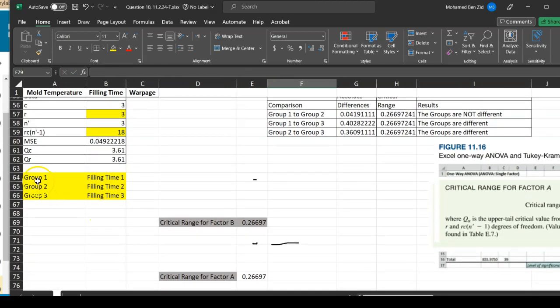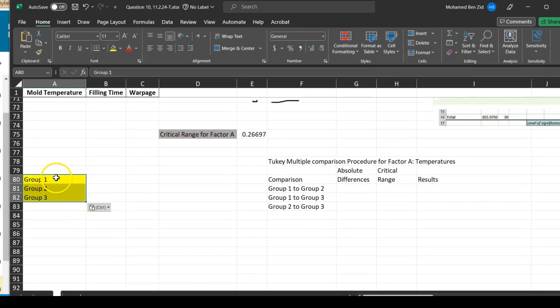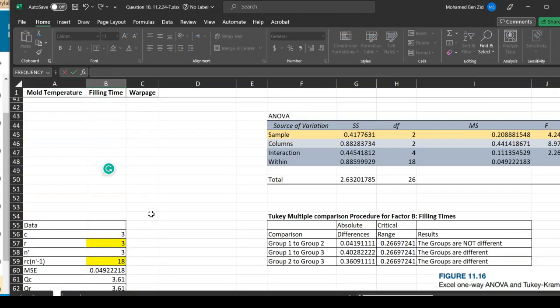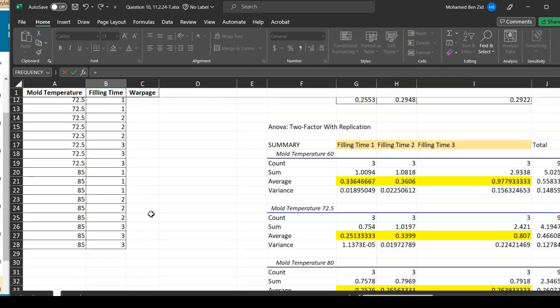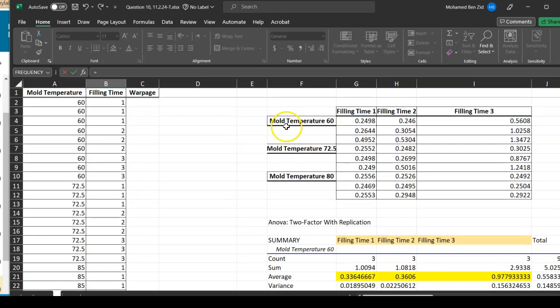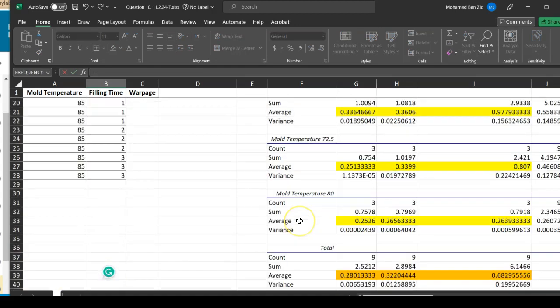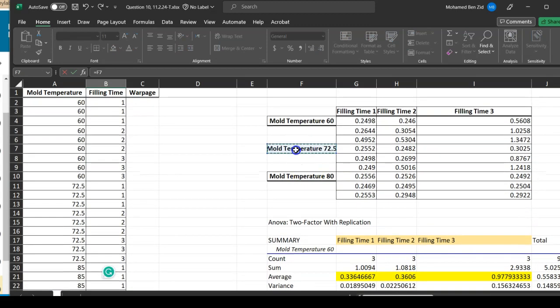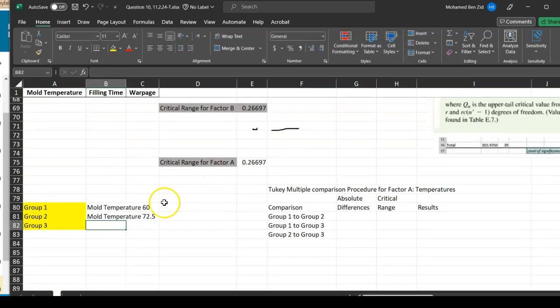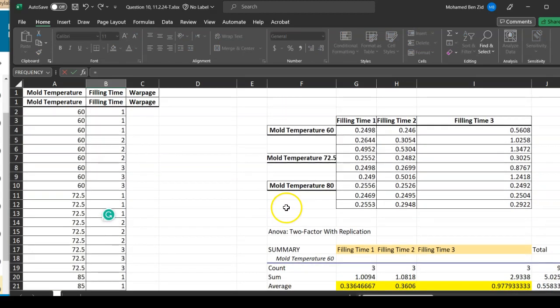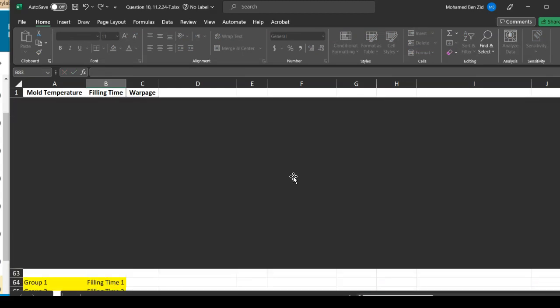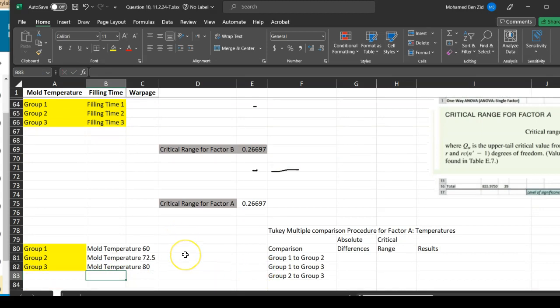Let's go to the groups here. Group 1, the first group, can go to the table, molding temperature 60. Second group, you're going to put an equal sign instead of typing it and select the second one. And the third one, you're going to put an equal sign again, and temperature 80. So we define our 3 groups.